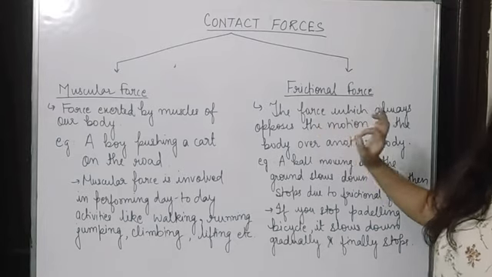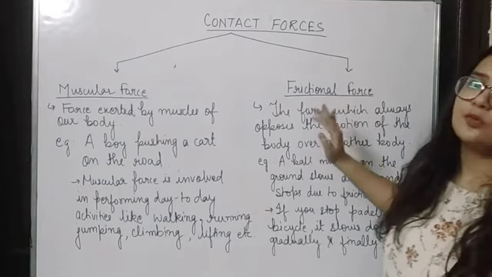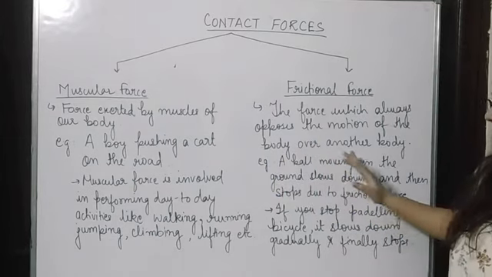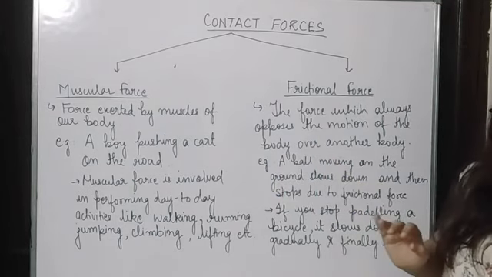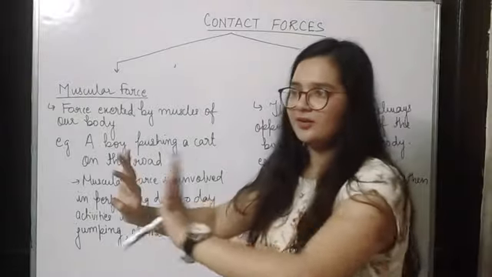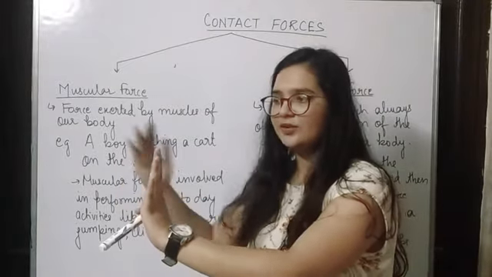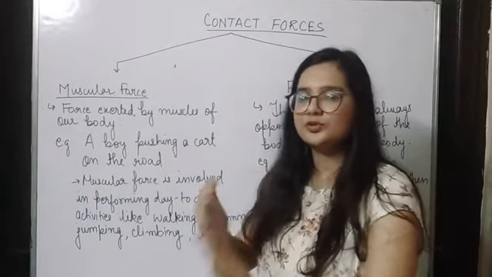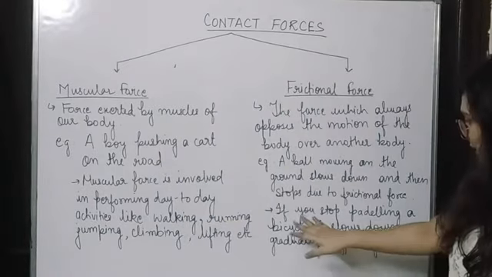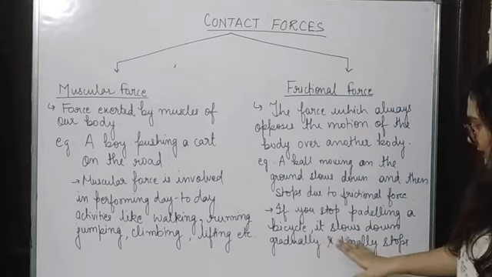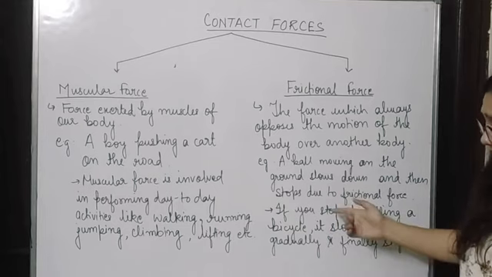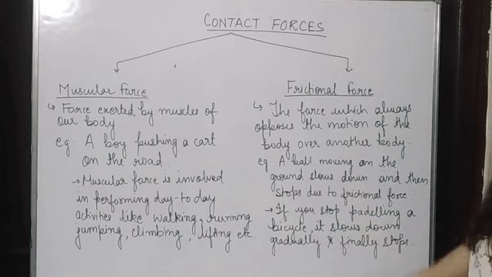In easy terms, you can just say that this is a force that stops motion, it opposes motion. If the movement of something is in this way, then friction will be in the opposite way because it is opposing motion. If you stop paddling a bicycle, it slows down gradually and finally stops. So this is also a similar example.